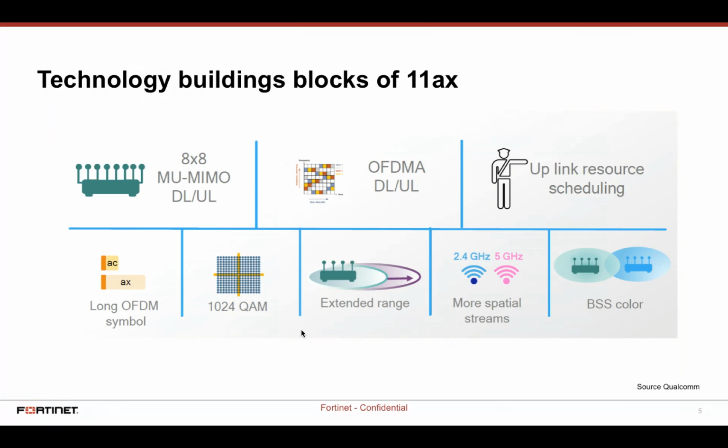So the 802.11ax platform improves average throughput per user in a dense environment by 4 times. One of the biggest enablers for this efficiency is where you have more and more devices connecting, along with multi-user MIMO and multi-user OFDMA.